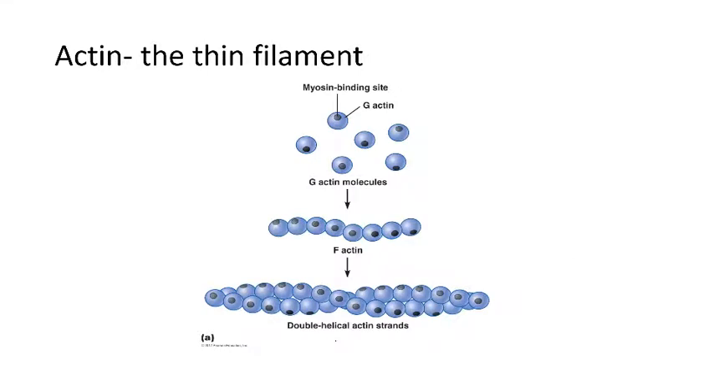Now let's think about actin. Actin's the thin filament. And we start out as this globular protein called G-actin. G stands for globular. And what we see is that it's just a little round circle and they have these little myosin binding sites. But then we put it together. F stands for filament. So we make a filament of actin and then we twist it together as a double helix. Now, if you want to think about how this would work, think about beads on a string and you just twist them together to wrap them around each other.